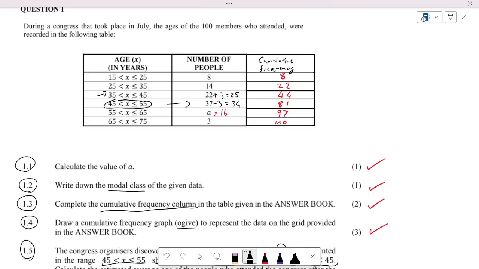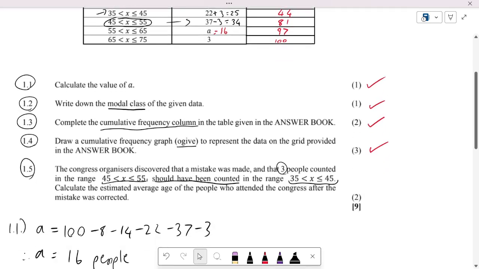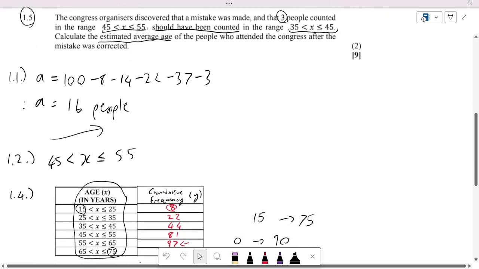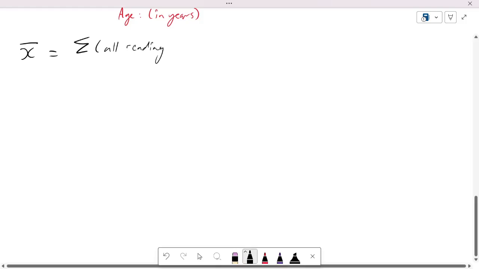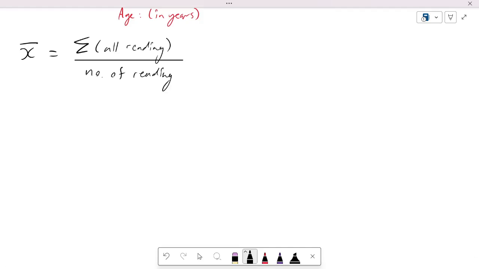And then now from this part, let's continue the question. Calculate the estimated average age of the people who attended the Congress after the mistake was corrected. So we should remember our average formula, right? Our average formula is going to be the mean. So it's our mean, X bar is equal to the sum of all readings all over the number of readings, right? So what are we talking about over here?